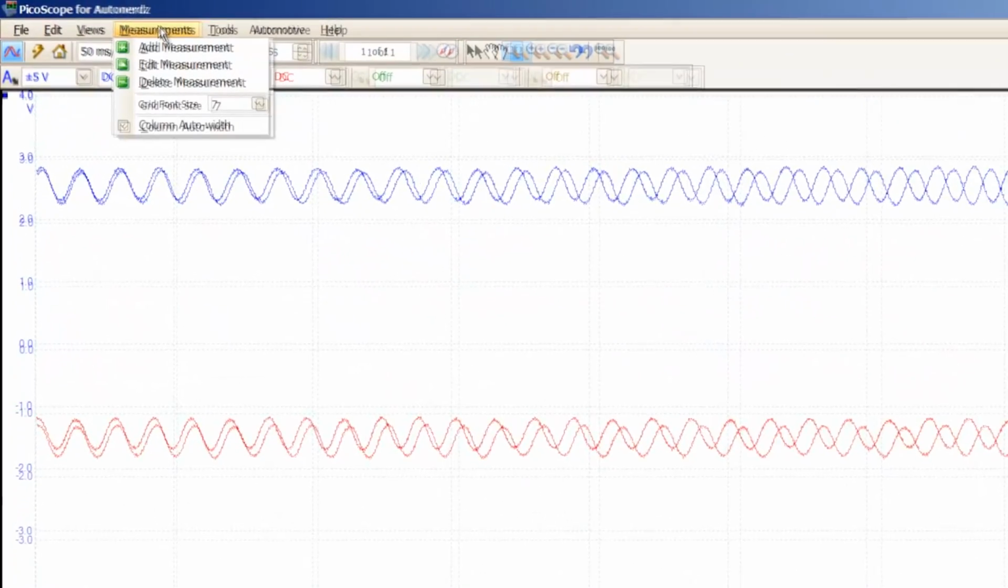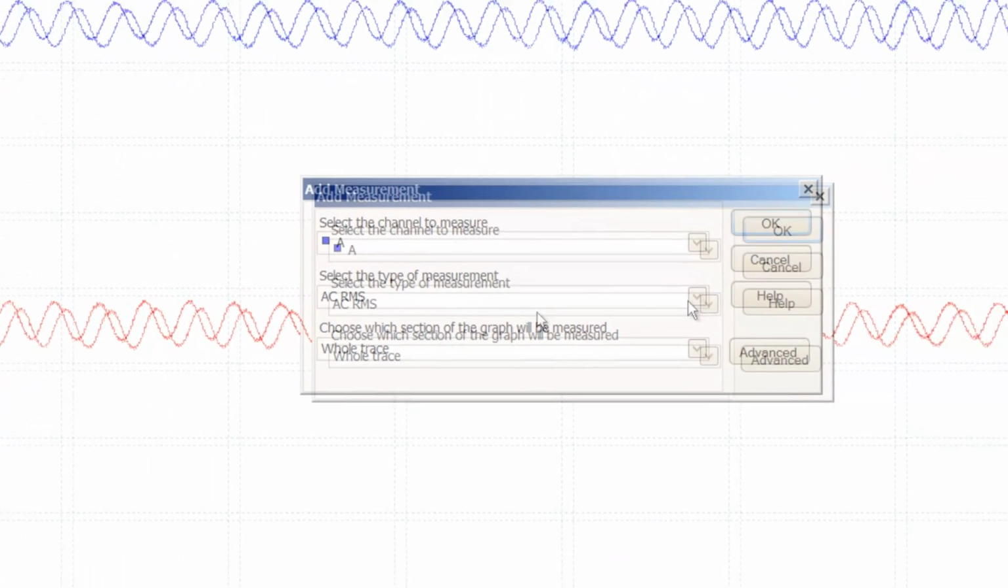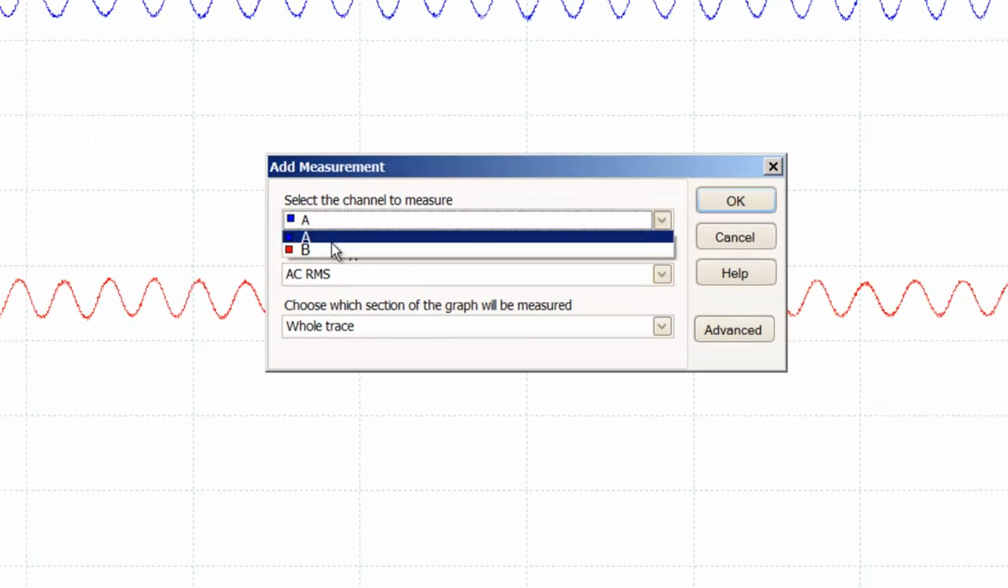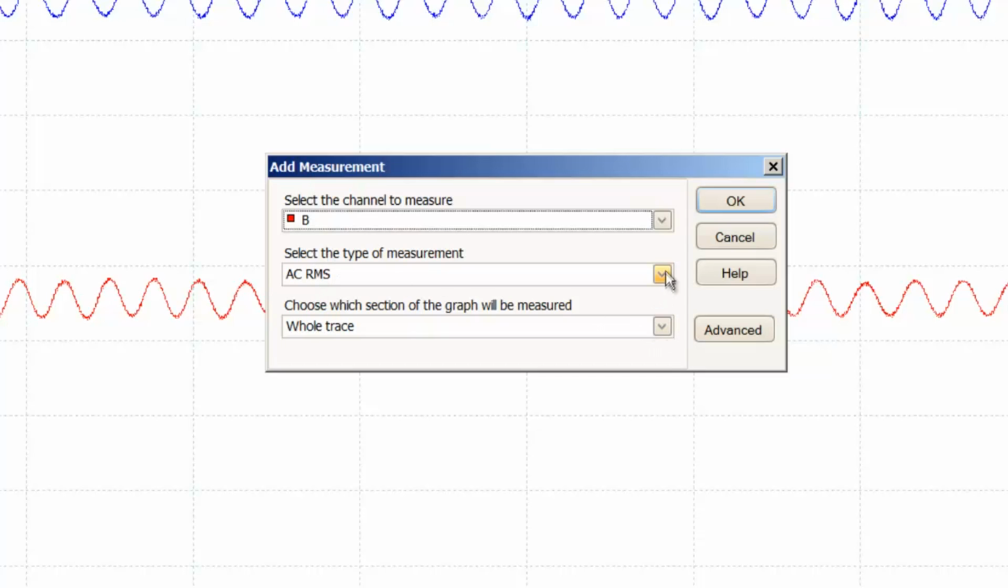Since we did that measurement, let's look at the measurement and get one for B, okay? We also want to get peak to peak.